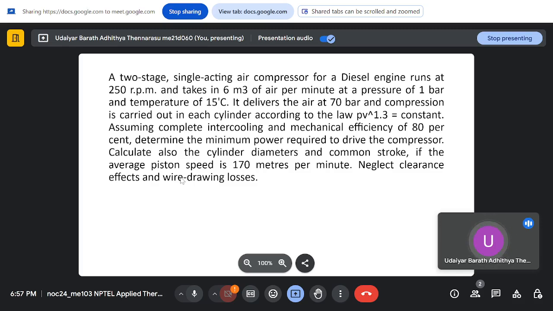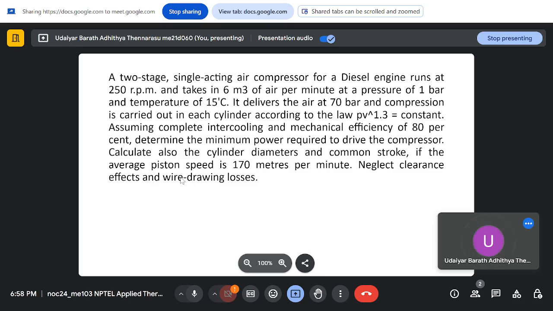Assuming complete intercooling and mechanical efficiency of 80%, determine the minimum power required to drive the compressor. Calculate also the cylinder diameters and common stroke if the average piston speed is 170 meters per minute. Neglect clearance effects and wire drawing losses.